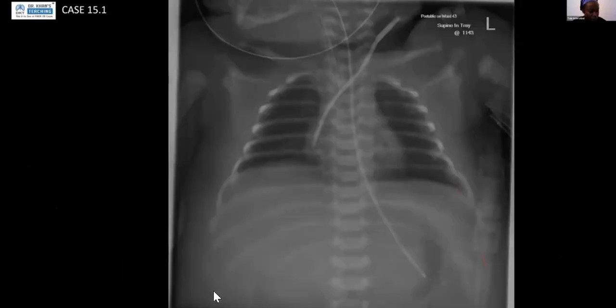So let's just go back through them. All the lines and tubes are in the right place. The central venous catheter tip is a bit low. It's at the right atrium. It should be at the cavoatrial junction, but I'll allow it. The ET tube and NG tube are correctly sited.